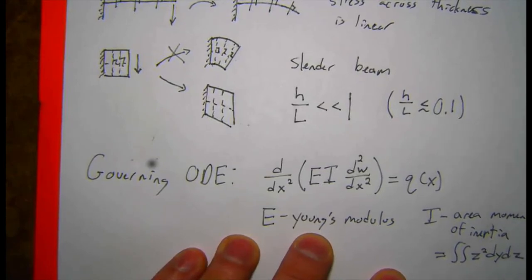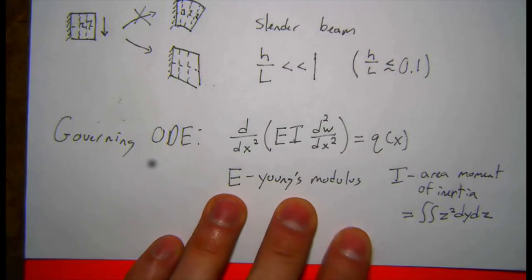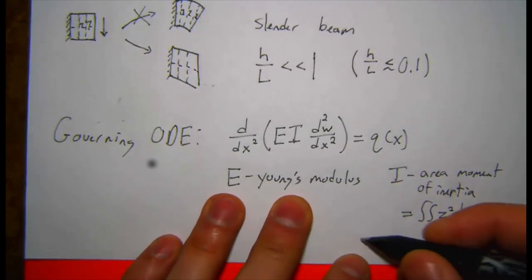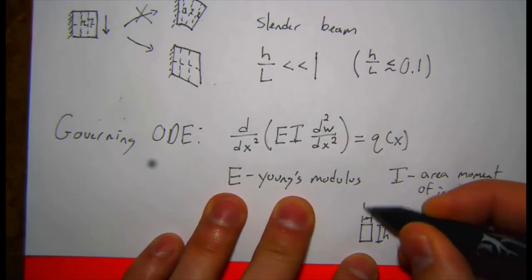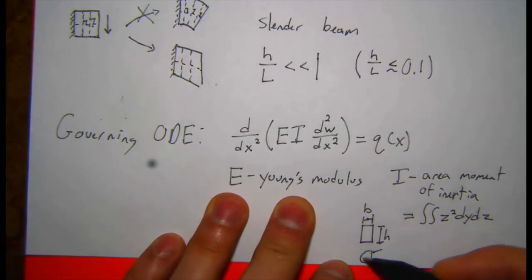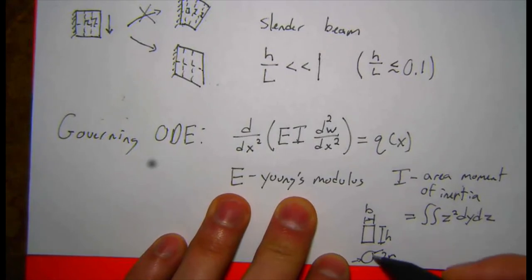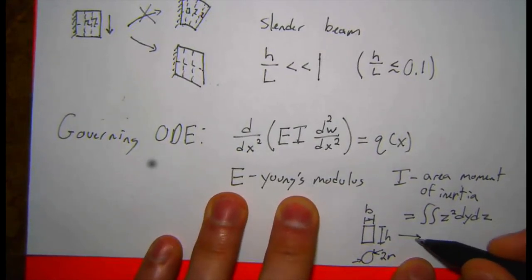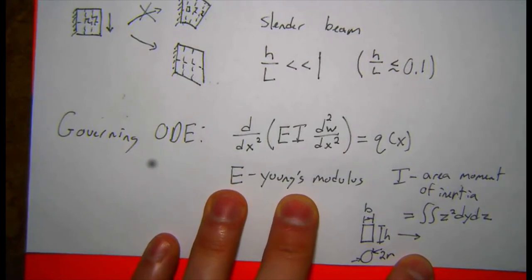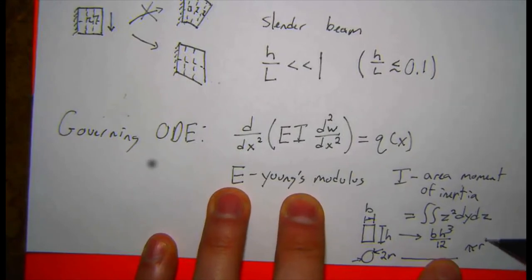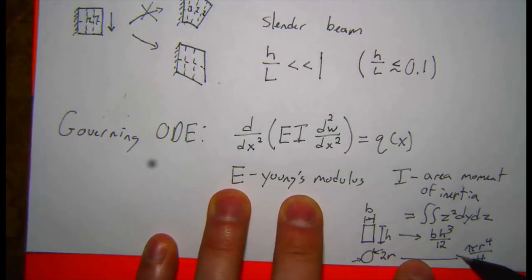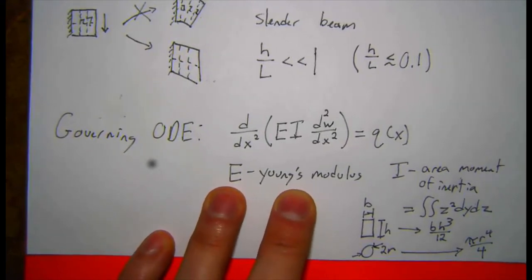Most of the time, you'll never actually use this formula. What is useful is for square beams and circular beams. So for a square beam with height H and width B, or for a circular beam with diameter 2R, I is equal to BH cubed over 12. And for a circle, it's pi R to the fourth over 4. So those are kind of the two big equations that we'll actually be using.